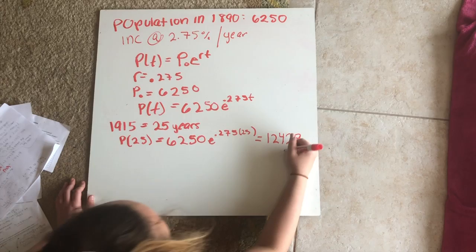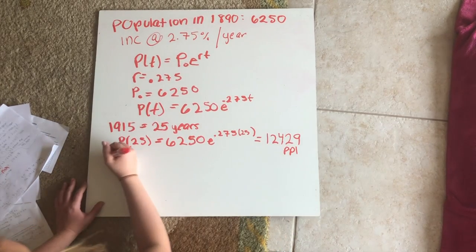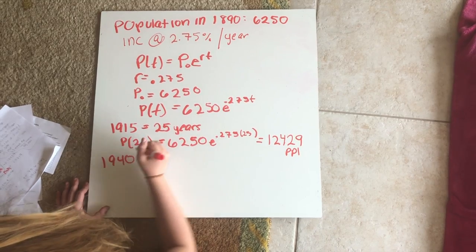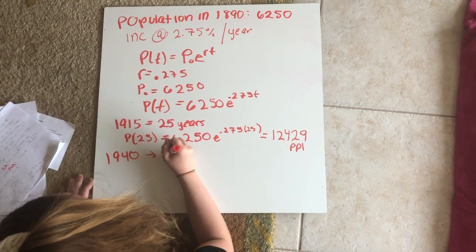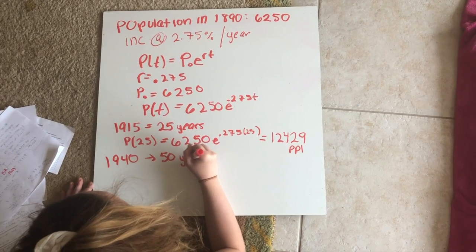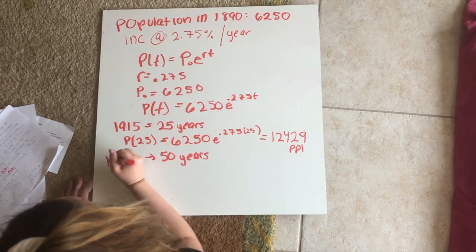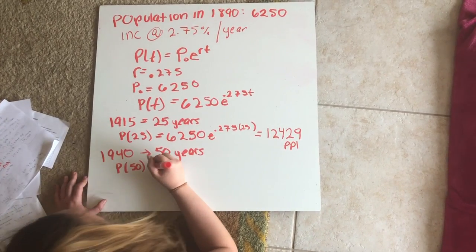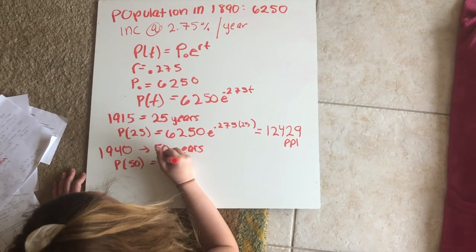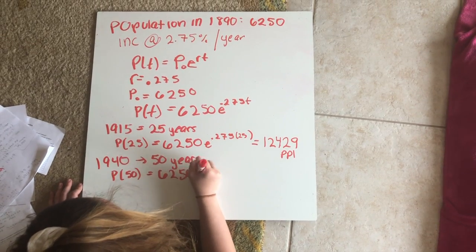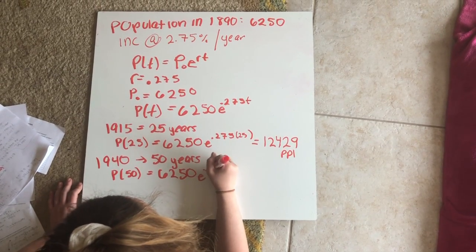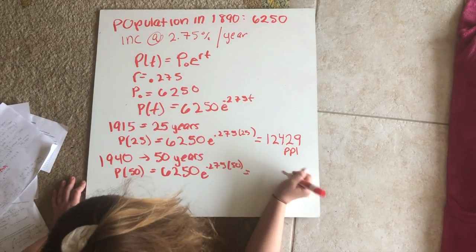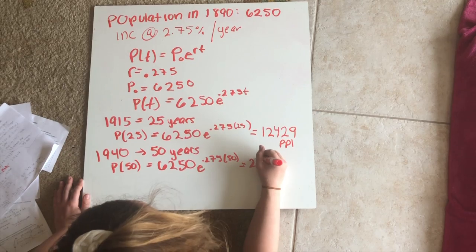Next, we're asked to do the same thing but for 1940. This is 50 years after 1890, so plug in 50 for t. So our equation is 6,250 times e to the 0.0275 times 50. Our answer nearly doubles because it's 25 years after 1915. So our answer is 24,719.